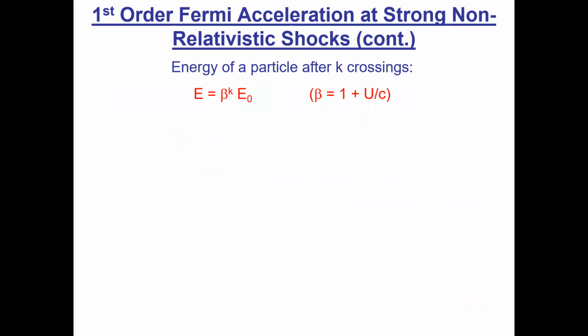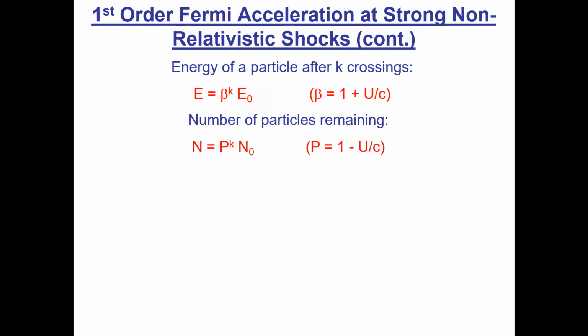Now, if we have not just one shock crossing, but many shock crossings, k shock crossings, then the energy after k crossings is just this factor beta to the power of k times the original energy. And the probability of still being in the system after those k crossings is this remaining probability p to the power k.